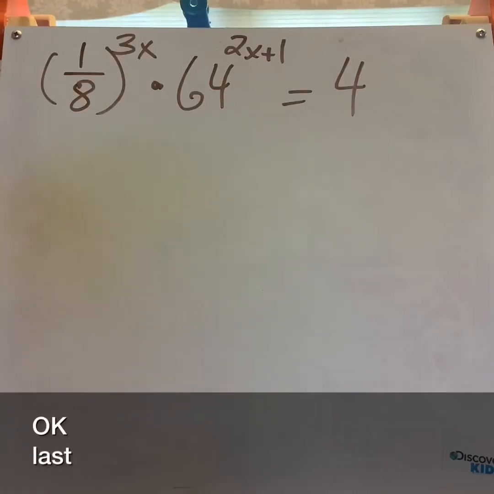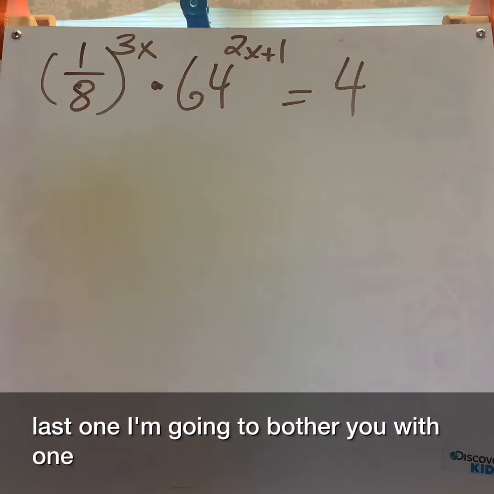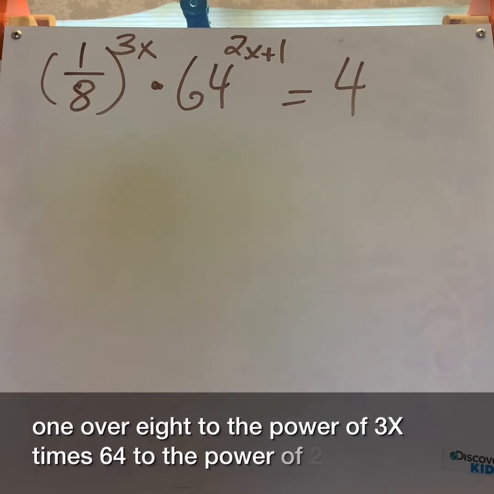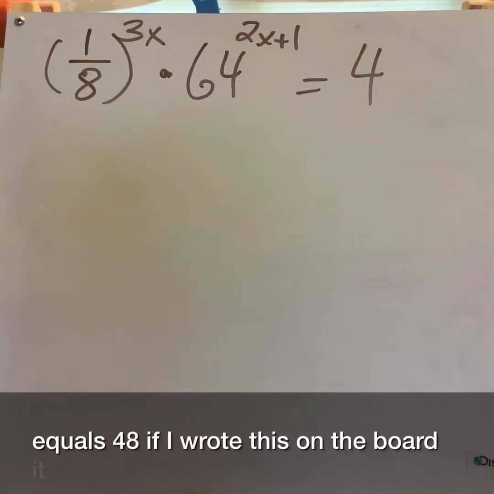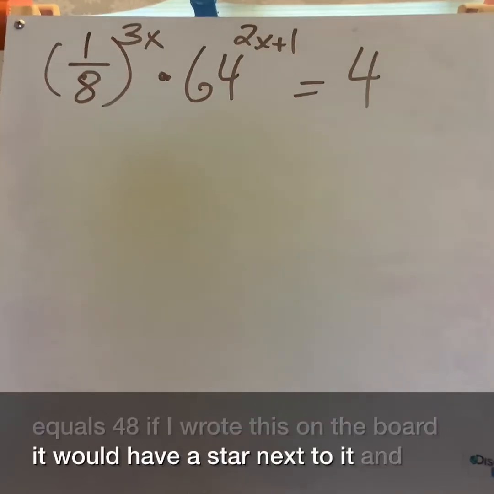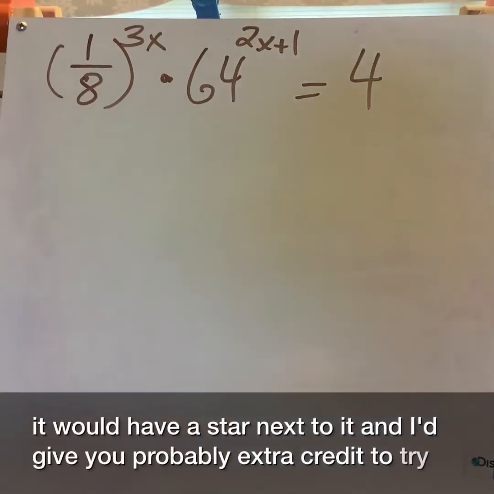Okay, last one I'm going to bother you with. 1 over 8 to the power of 3x times 64 to the power of 2x plus 1 equals 4. Right? If I wrote this on the board, it would have a star next to it, and I'd give you probably extra credit to try and do this.